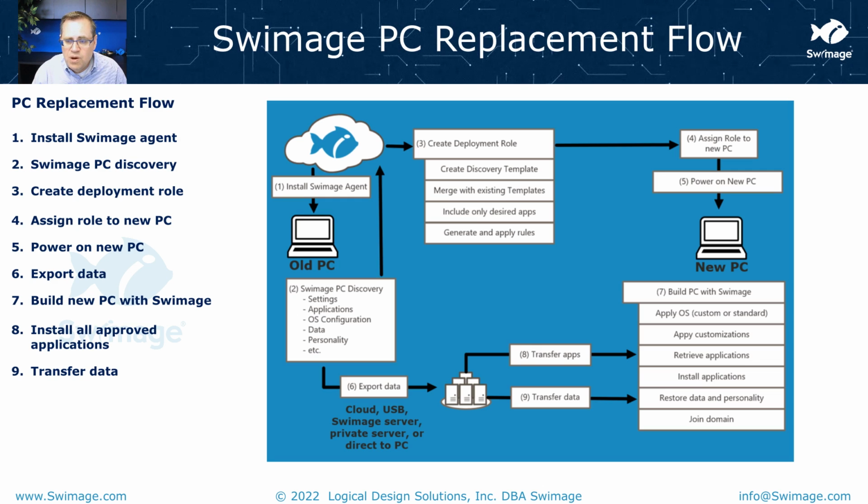So the join domain on a remote process, Swimage has an elegant process for doing that. It can either do it through Azure AD, through a provisioning package, or it can do it through a VPN tunnel. So Swimage has a remote connection manager that makes sure the VPN is established. It can talk to your domain controller, and actually join that domain remotely. So it has a very elegant process for doing that as well.